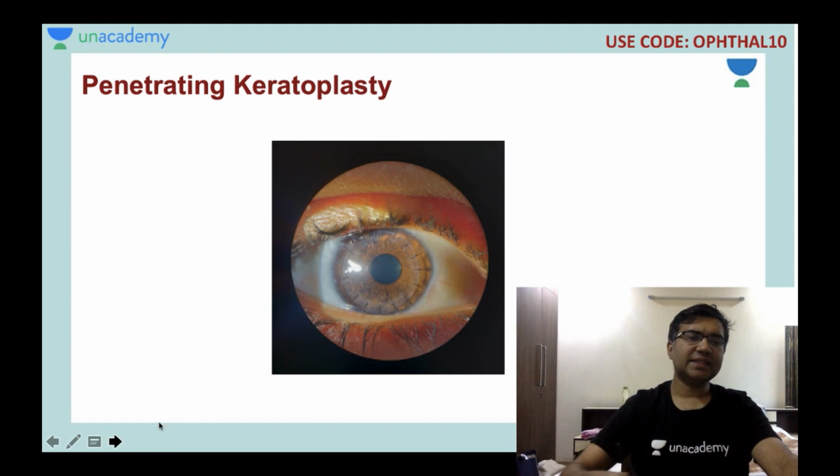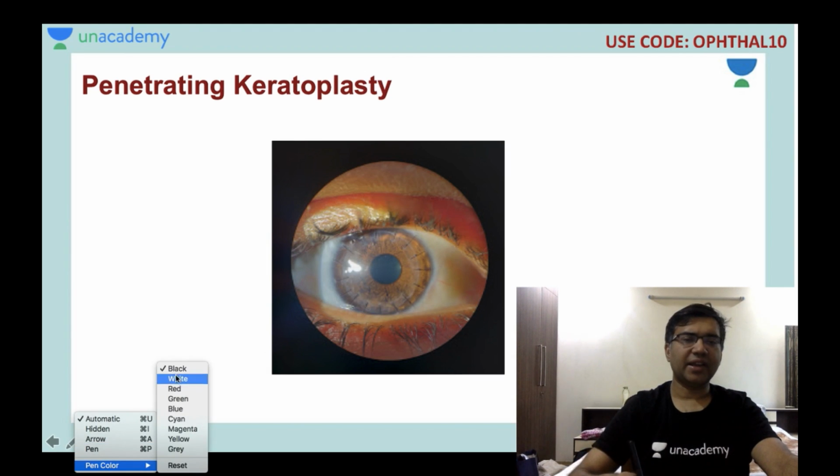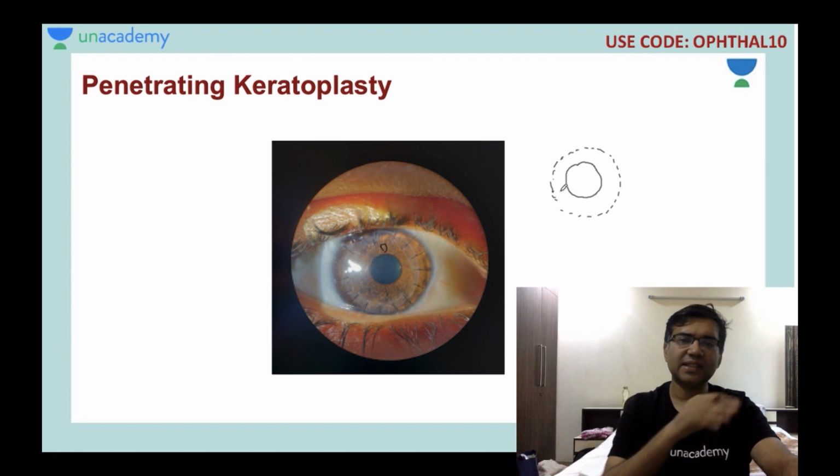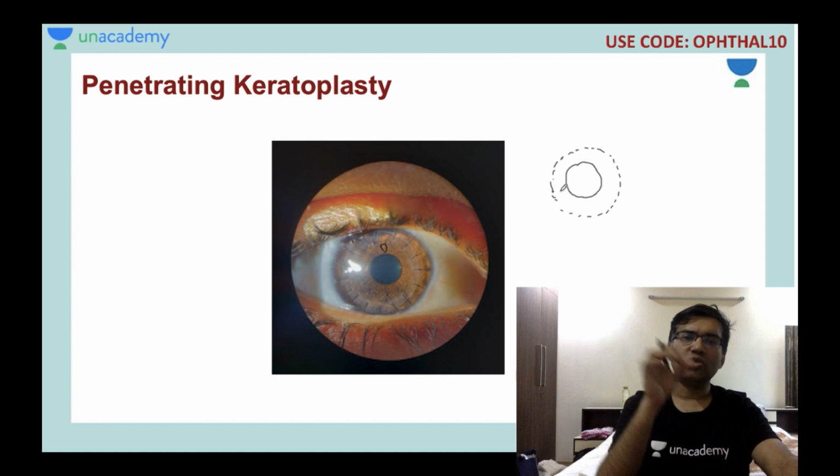Okay, then there is a clinical picture of penetrating keratoplasty being done. You can see this is the donor cornea. Okay, so this is the donor cornea and donor cornea is basically attached to the host cornea. So sometimes students ask me, sir, is the whole cornea removed? So no, the whole cornea of the host is not removed.